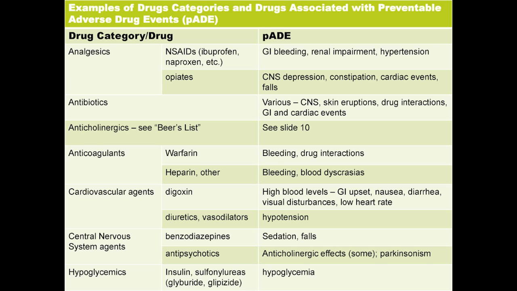Antibiotics can always cause some kind of problem. They're always a risk for various problems. There could be CNS, central nervous system problems, rashes, skin eruptions, huge drug interactions, and GI and cardiac events. So anytime an antibiotic is started in any patient, but particularly the frail, vulnerable elderly with dementia who might not be able to communicate this, we should be monitoring for these events actively. Anticholinergics, we spoke about that.